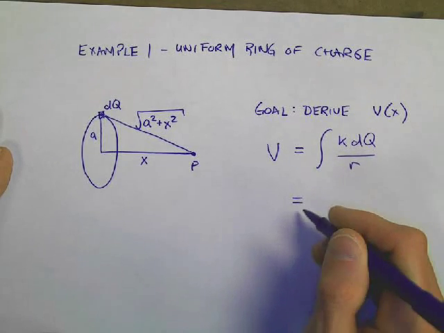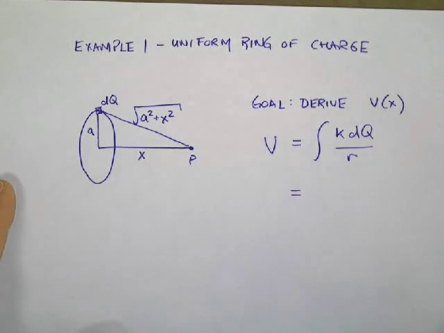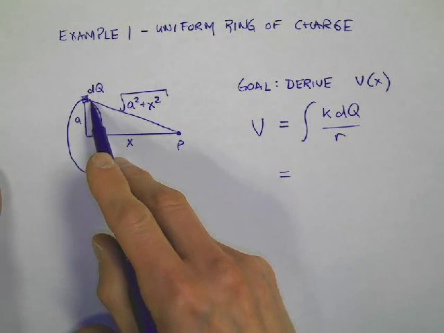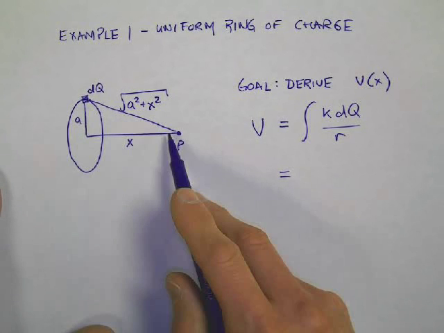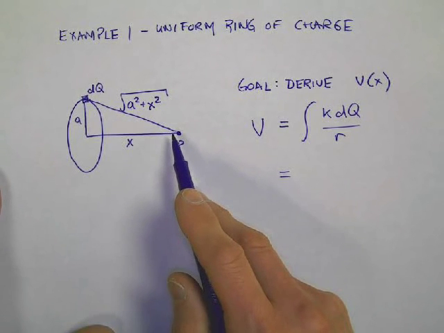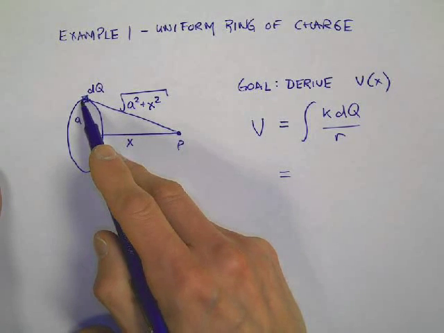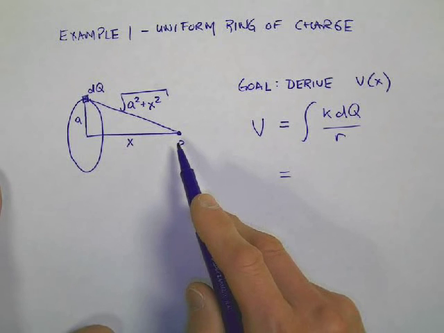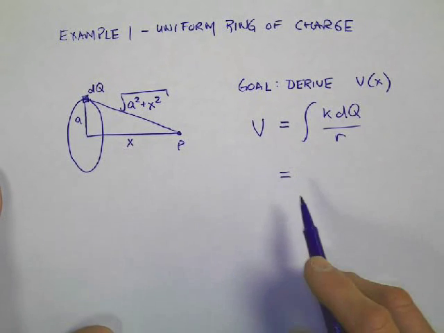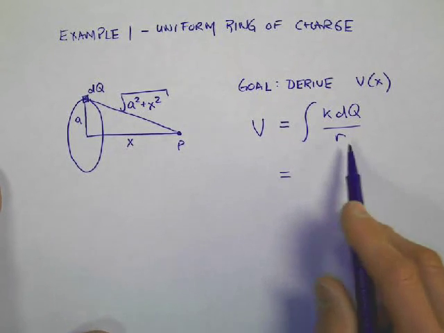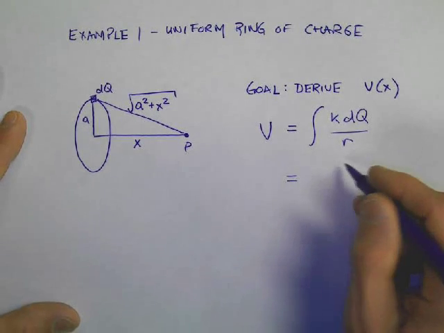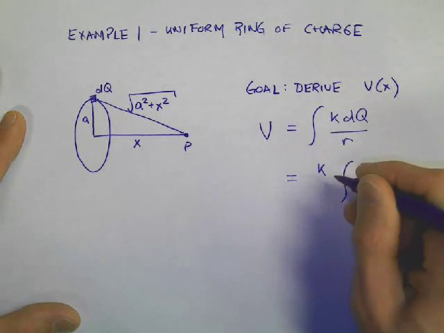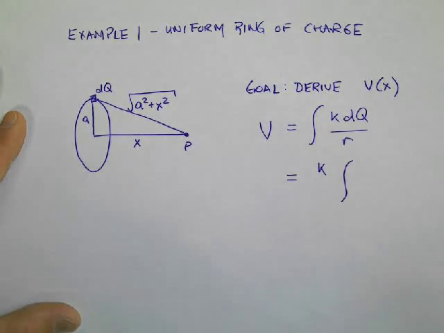One thing that you by now should see, having done several of these ring examples, is that the distance, the diagonal distance from the charge to this point, will not change. In other words, as you look at different dq's around the ring, they're always going to have the exact same distance to that point P. And so we can actually take some things out of the integral here. So I'm going to bump my integral sign over. Of course, k is a constant that can come out.